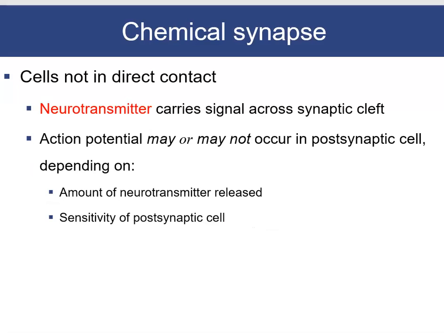The majority of the synapses, though, are chemical synapses, where the cells are not in direct contact. Here, neurotransmitters will carry the signal across that synaptic cleft. Now, just because a neurotransmitter is released, it is not guaranteed that an action potential will happen in that postsynaptic cell. An action potential may or may not occur. It depends on how much neurotransmitter is released. Remember, we have to have enough neurotransmitter to reach that threshold of the postsynaptic cell. It also depends on the sensitivity of the postsynaptic cell.